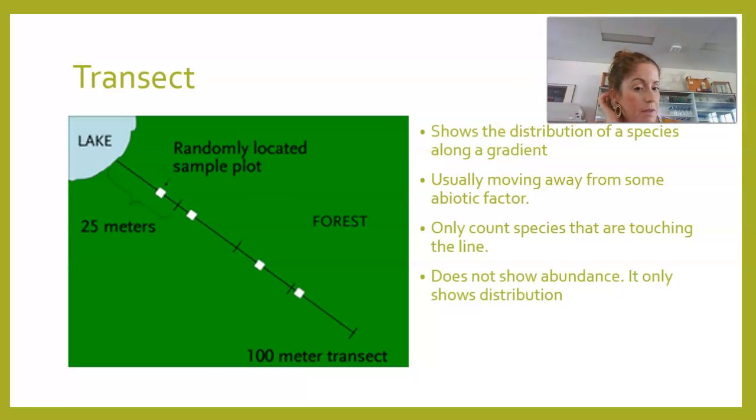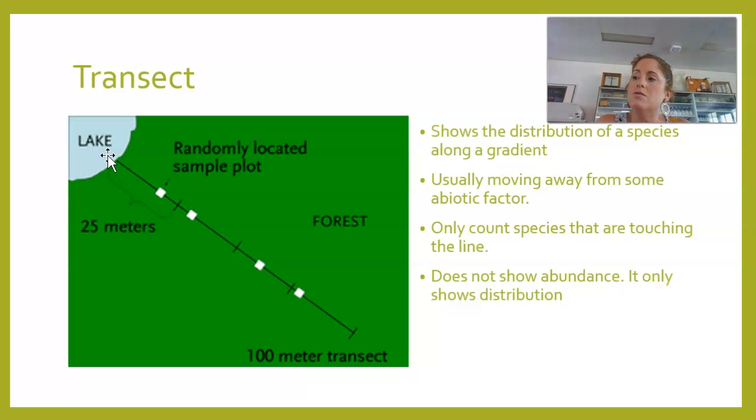A transect is a little bit different. On a point transect, what we have is it's showing distribution of a species along a gradient. A good example: we usually take a transect and move it away from an abiotic factor. An abiotic factor could be a lake or a river, or it could be a lot of things. It could be a path or a trail on a hiking track, or on a bushwalk. So we would be taking a transect away from that site, and we would really be looking at how the species changes as we move away from that site.